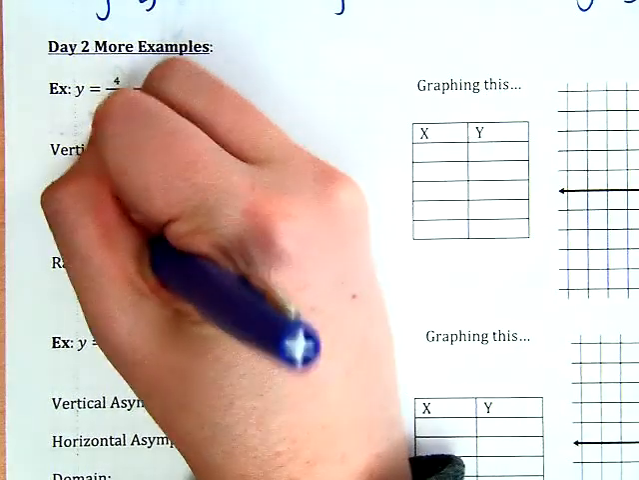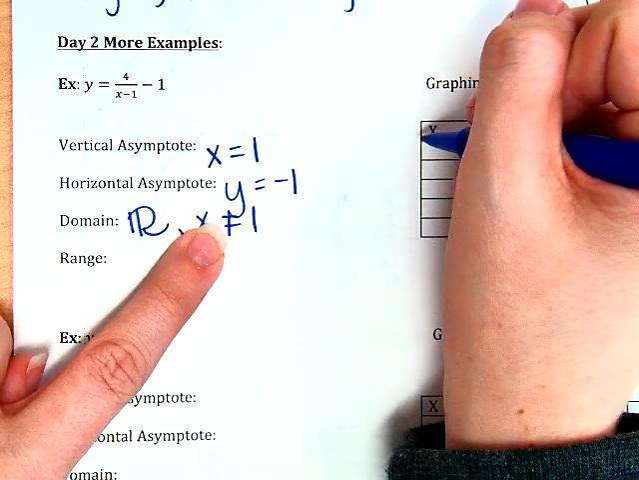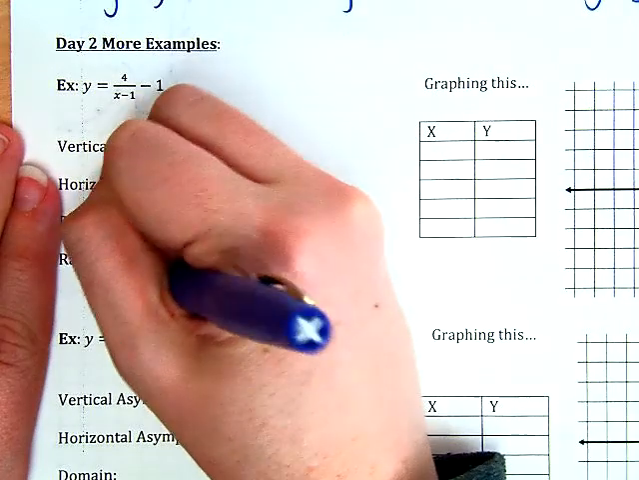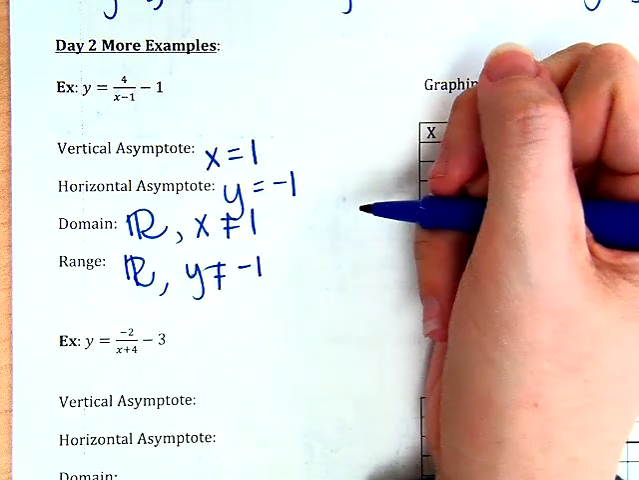Domain and range. Domain goes with vertical. All real numbers except x cannot be 1, like the vertical asymptote. Range, all real numbers except y cannot be -1, like the horizontal asymptote.